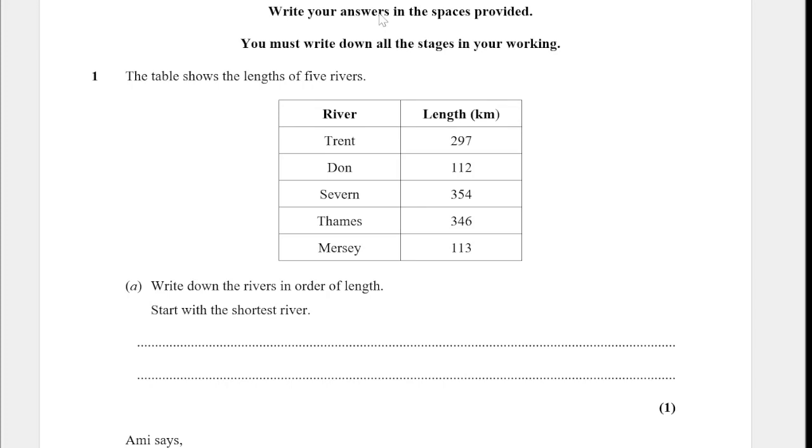Okay, question 1. The table shows lengths of 5 rivers. Write down the rivers in order of length, starting with the shortest river. So the shortest river from the list is the River Don. We've then got the River Mersey, followed by the next smallest, Trent. We've then got Thames, followed by Severn. There we go.